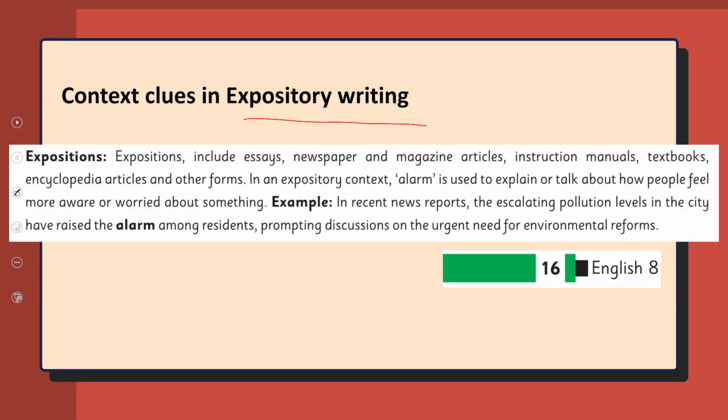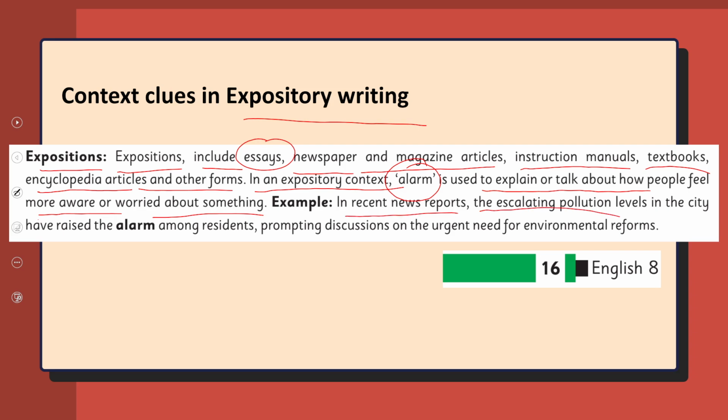From page 16, let's read exposition. Expositions include essays, newspaper and magazine articles, instruction manuals, textbooks, encyclopedia articles, and other forms. In an expository context, the word alarm is used to explain or talk about how people feel more aware or worried about something. For example, in recent news reports, the escalating pollution levels in the city have raised the alarm among residents, prompting discussions on the urgent need for environmental reforms.